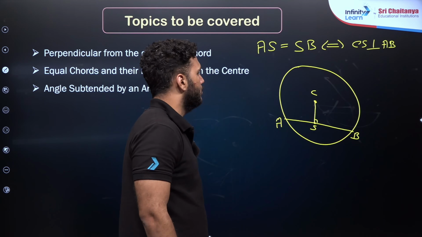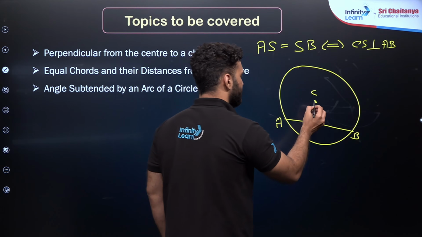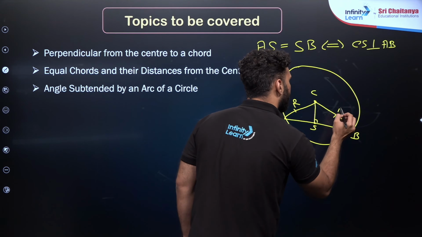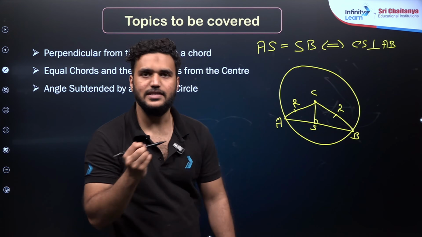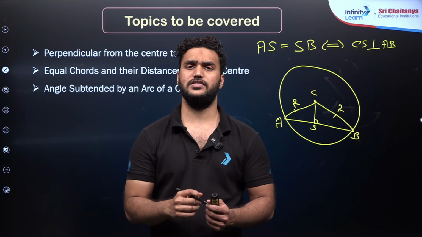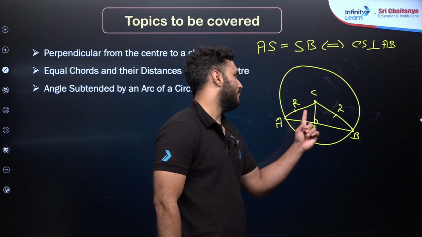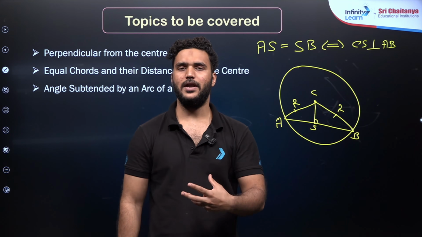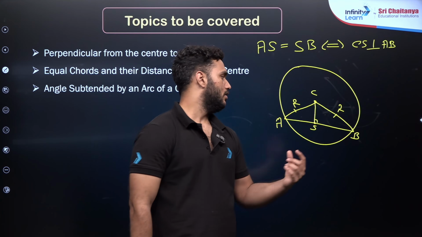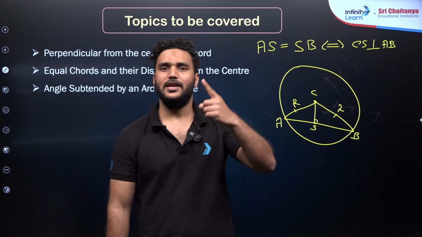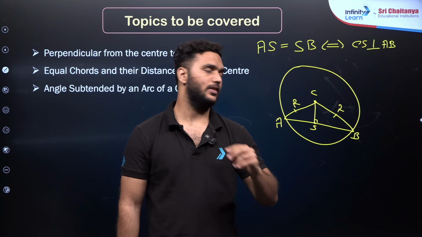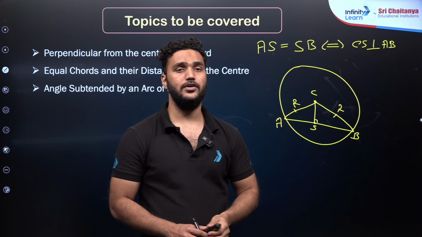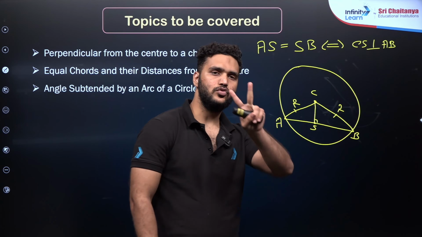Why is it true? If you connect C with A, this value will be what? R. And this value will be what? R. Don't you believe that CAB is an isosceles triangle? Yes, sir, it's an isosceles triangle. And in an isosceles triangle, from the point C, where you have the equal lines, if you draw a perpendicular on the third line which is not equal, what happens? The median and perpendicular work the same. This is its perpendicular and also its median. And what does the median do? It divides the opposite side into two equal parts.